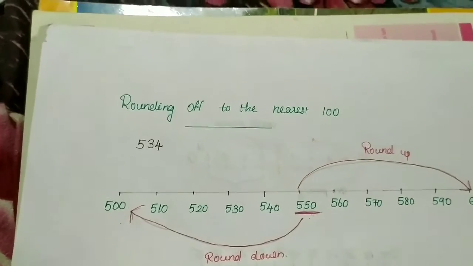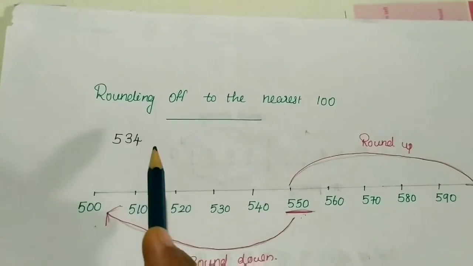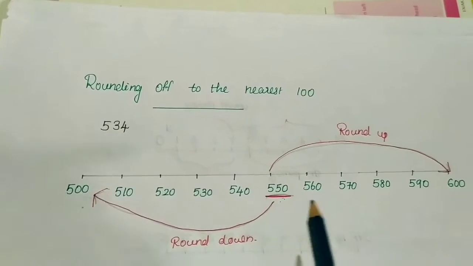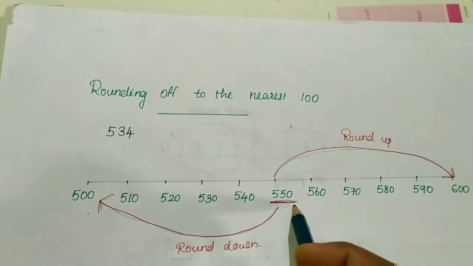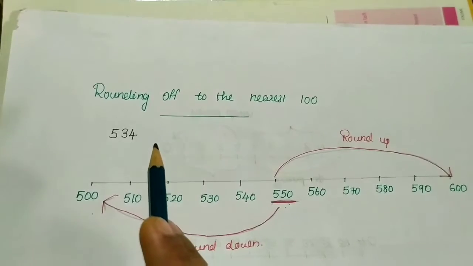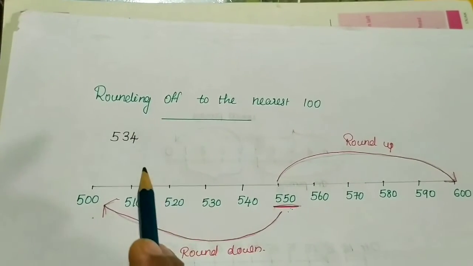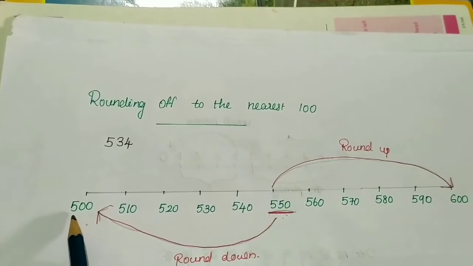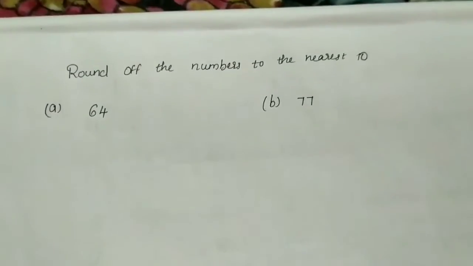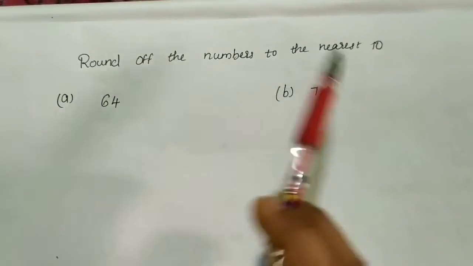Then, in this example, 534, this number is below 550. So, this number 534 can be rounded off to 500. Okay, clear? Let's do some more examples.